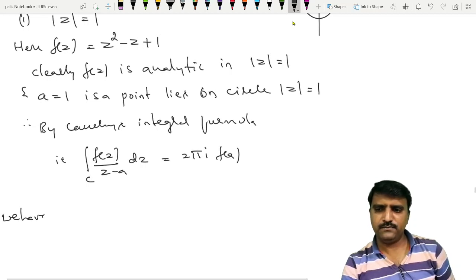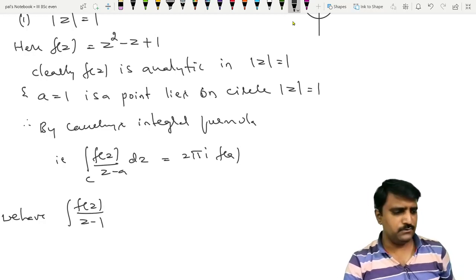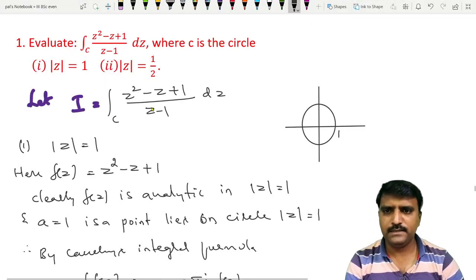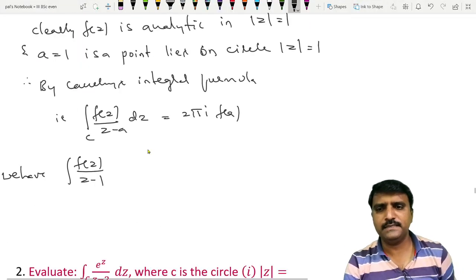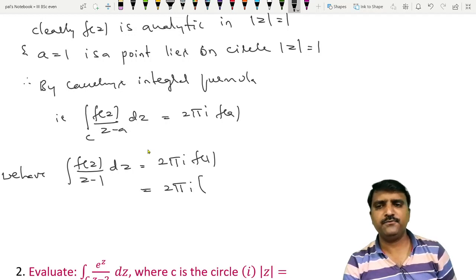We have, by using the same, the integration of f(z)/(z − a). What is in place of a? In place of a we have 1. So z − 1 into dz is equal to 2πi times f(a). In place of a we have 1, so it is f(1), which is equal to 2πi times f(1).